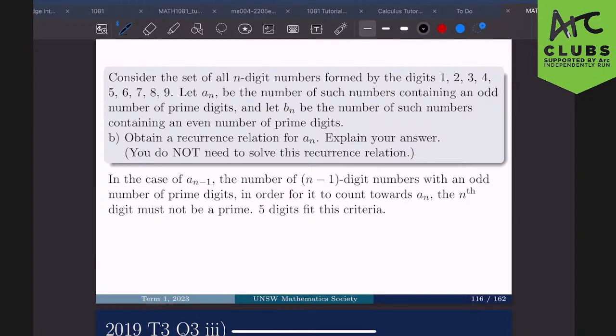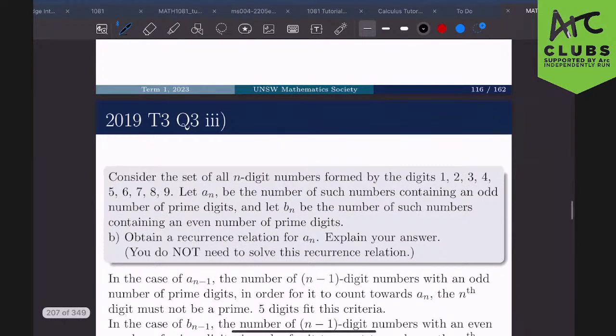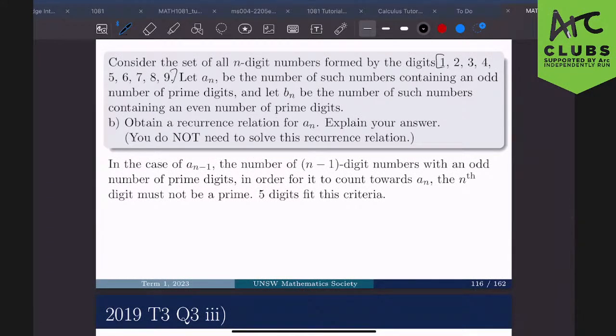So the nth digit must not be prime in order to count towards an. So, looking at our thing, 5, 1, 2, 3. Oh, sorry.